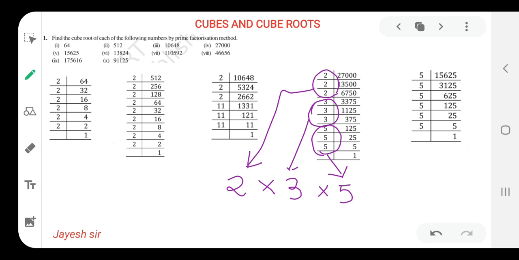This we can solve by two methods. 2 into 3 is 6, 6 into 5 is 30. But the best method would be 5 into 2 is 10, 10 into 3 is 30. So the cube root of 27,000 is 30, as the cube of 30 is 27,000. I hope you all might be getting it.